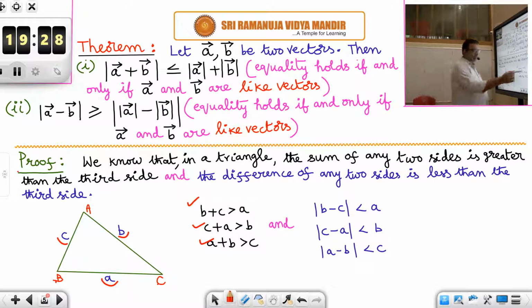Now, here, difference of any two sides. Difference of any two sides means b minus c or c minus b, which is called difference of the two sides b and c. b minus c or c minus b. Mod of b minus c. See, out of b minus c and c minus b, one is positive, other one is negative.